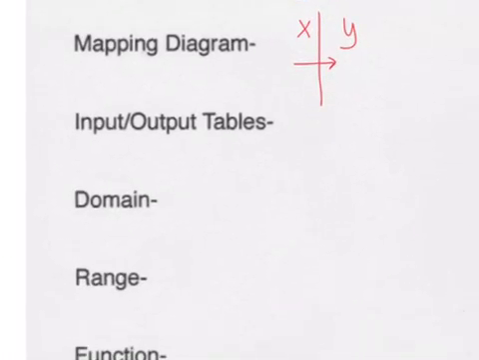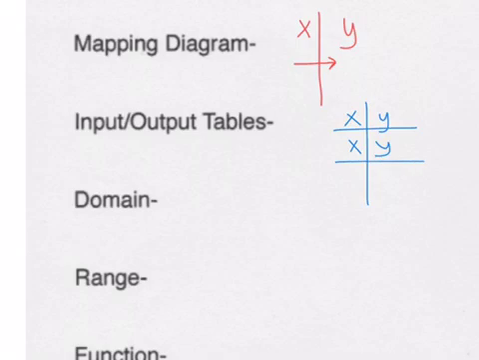Okay, input-output tables, that's literally just a table where you'd have your x values and your y values. So you'd have your ordered pairs all lined up like this, x, y, x, y. In an input and an output table, we don't have any arrows. That's just for that mapping diagram.